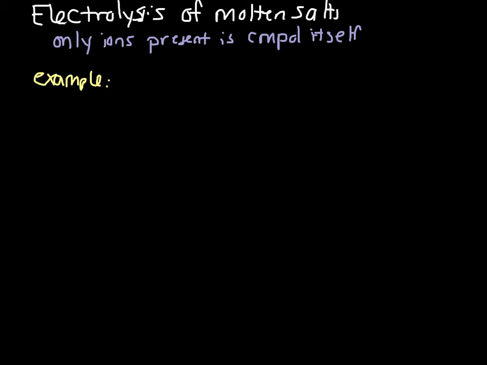Deduce the ions present in the electrolyte and to which electrode they will be attracted. So we know we're working with molten lead bromide, so we're working with PbBr2 in a liquid state. This is going to dissociate because it's molten and liquid into Pb2+ ions and your bromide ions.